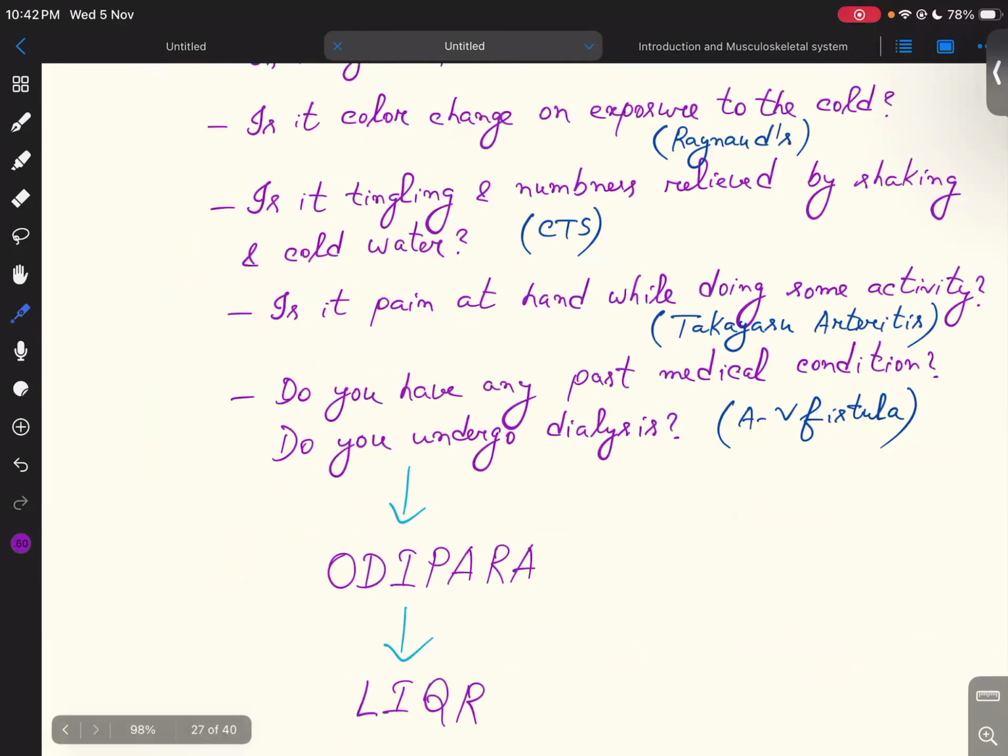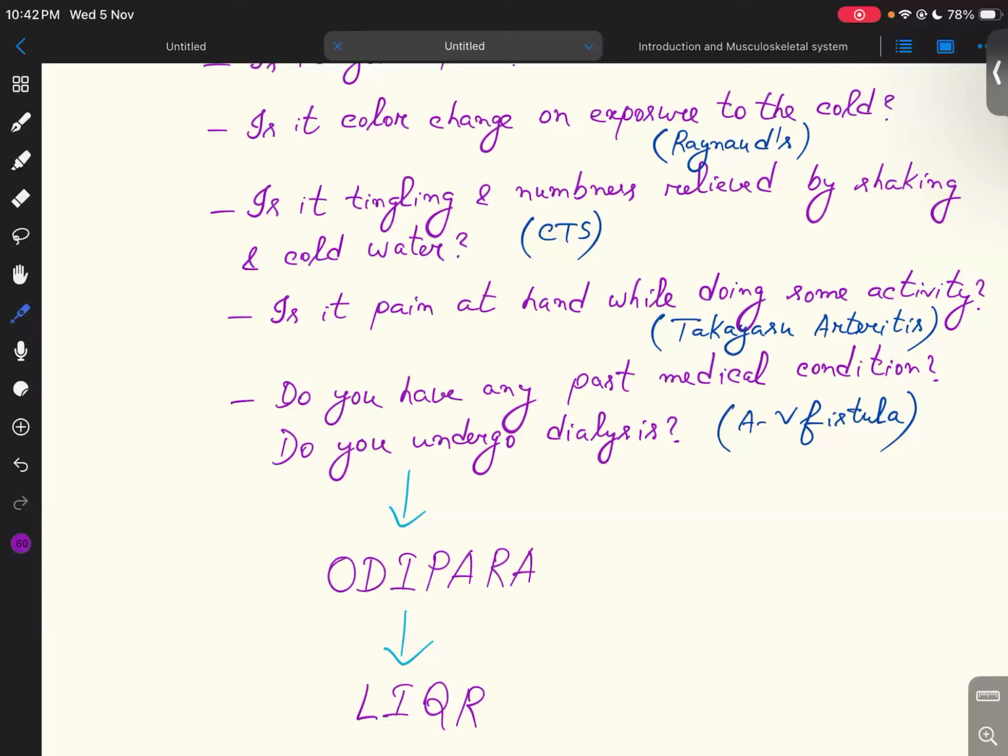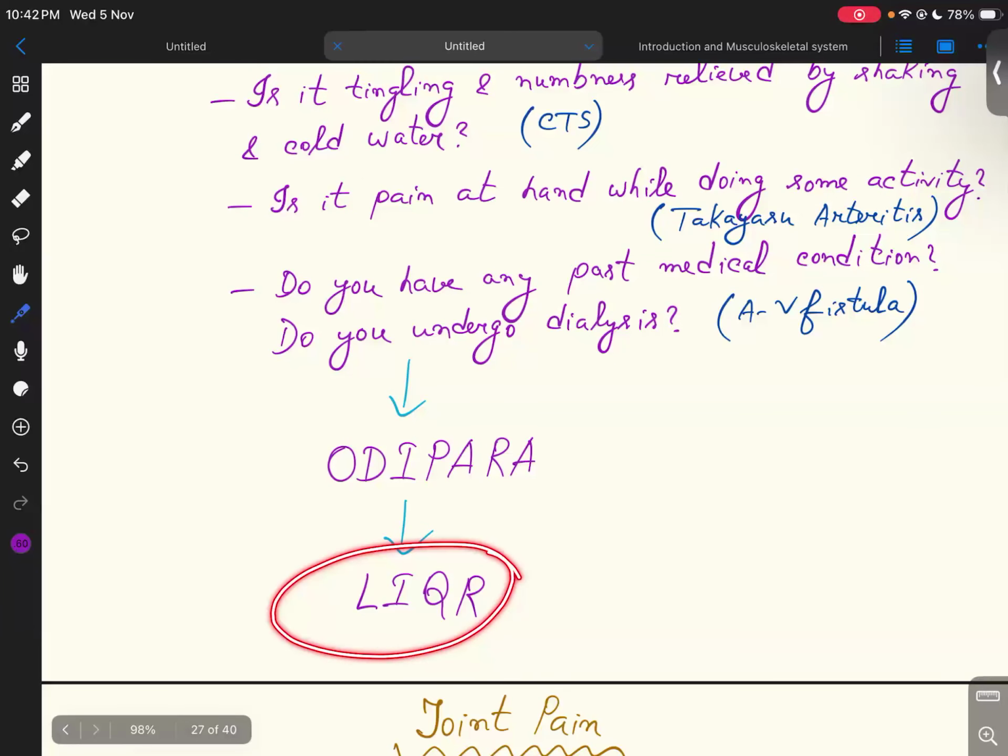Then we have to analyze the hand pain using the mnemonic OD-para. Onset, duration, whether it is the initial period, then progression, then aggravating factor, relieving factor, then LICOR. LICOR goes for location, intensity, quality, and radiation.